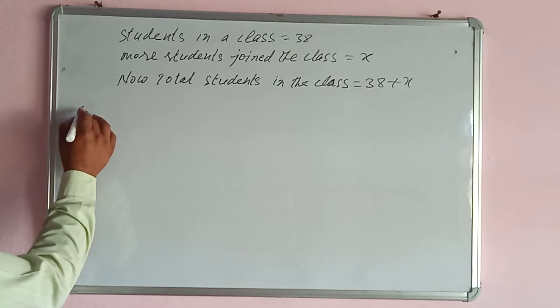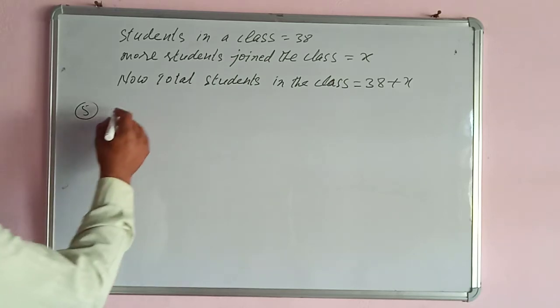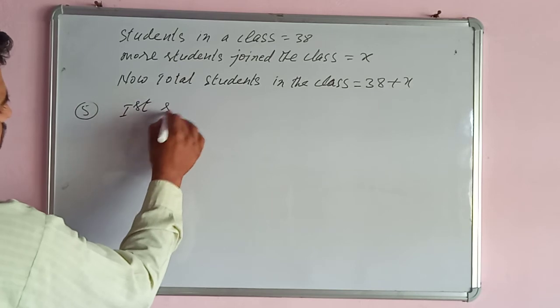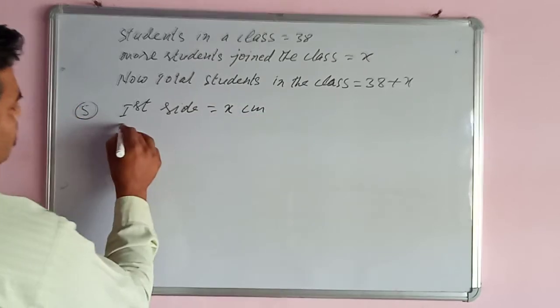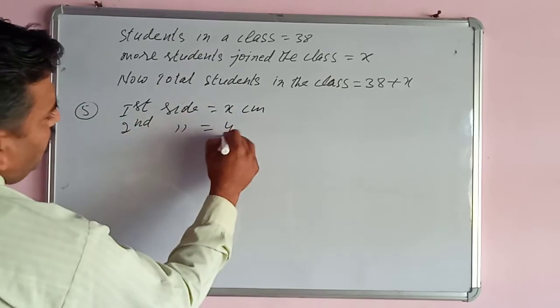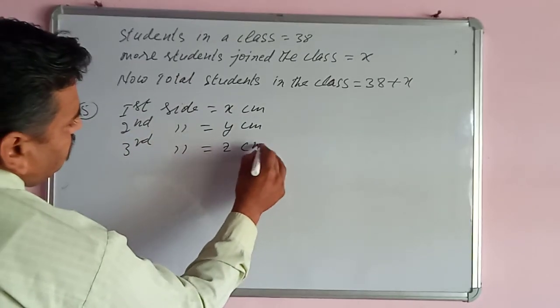And next we have question number 5. 3 sides of a triangle are x centimeter, y centimeter and z centimeter. Find the perimeter of the triangle. In this question, sides are given and we are going to find the perimeter. We know that perimeter is the sum of the boundaries of a closed figure. So first side is x centimeter. Second side is y centimeter. And third side is z centimeter.